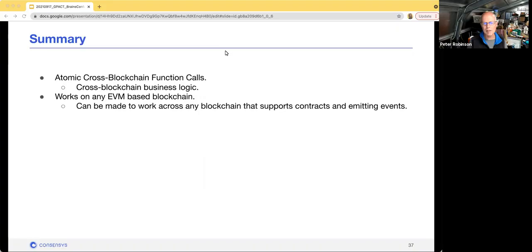In summary, GPACT is an atomic cross-blockchain function call approach. It allows business logic to be spread across blockchains. As implemented at the moment, it'll work on any EVM blockchain, but I'm sure it can be made to work on any blockchain that supports contracts and events.